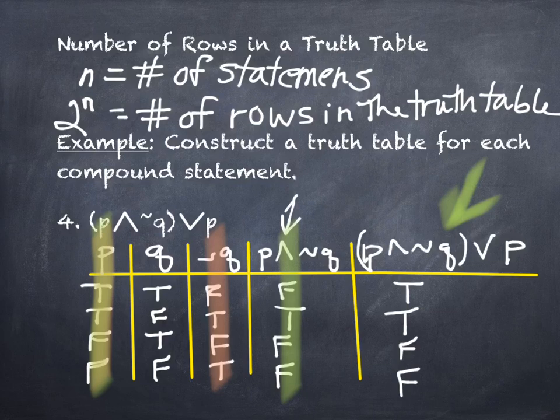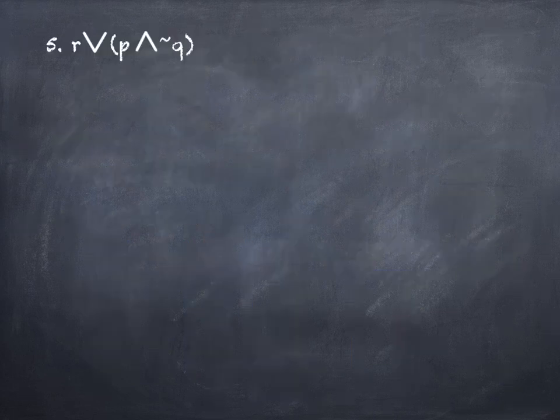So very quickly we're going to see something with 3 statements. And what is 2 cubed? 8. So the next example, we have 3 statements. We have P, Q, and an R. So we will have 8 rows in the truth table.